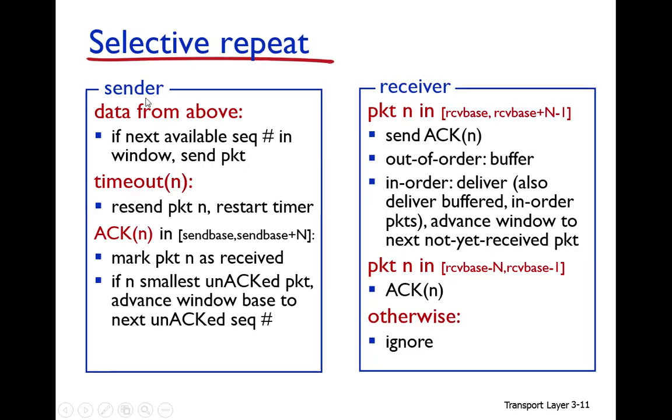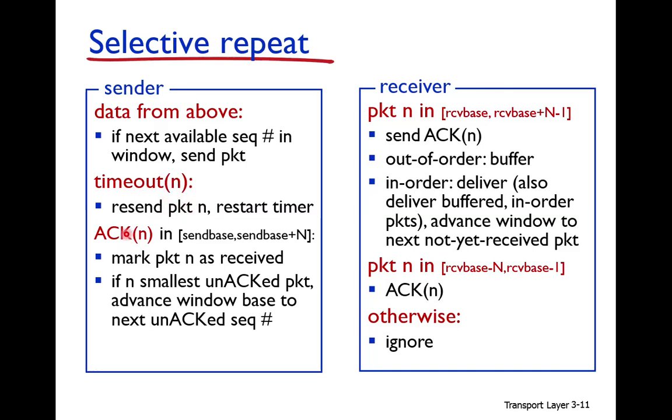So in selective repeat, from the sender's point of view, when the sender receives data from above, that is from the application layer, if the next available sequence number is in the window, that is if fewer than n packets are sent and not acknowledged, the sender can send the next packet, so it will send it. If the timer times out for packet number n, for example packet number 5, then only packet number 5 is resent, and the timer is restarted for packet number 5 because we have an individual timer.